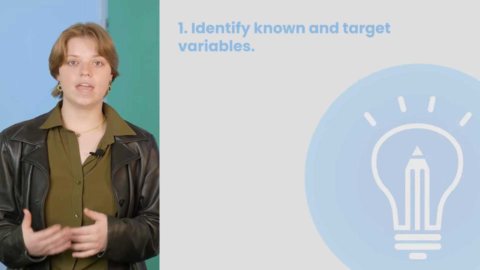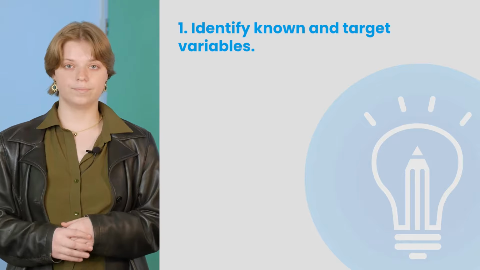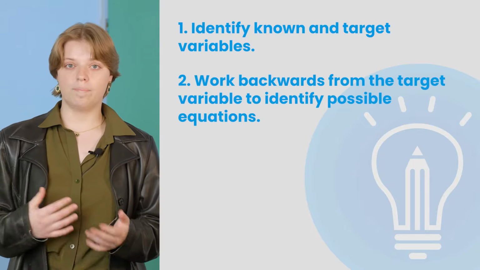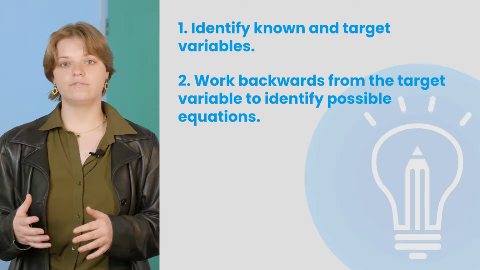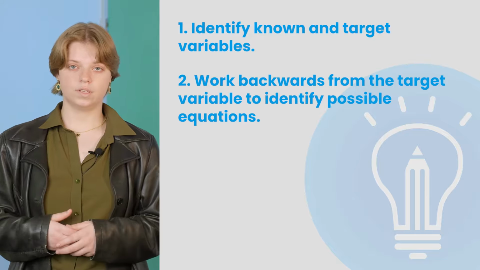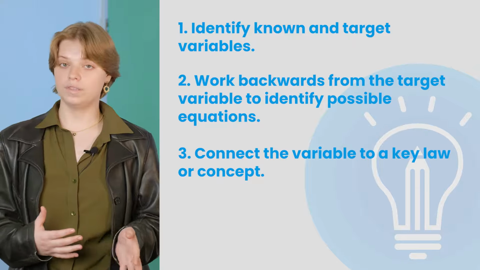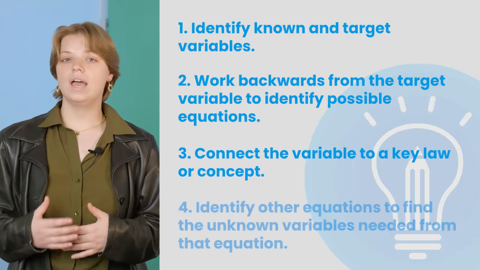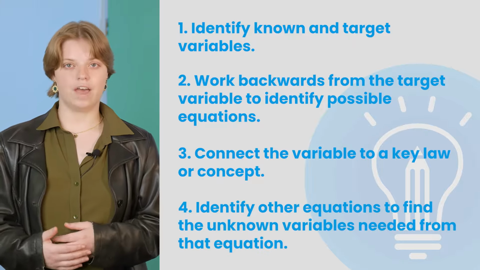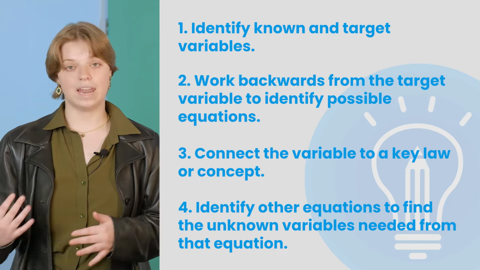When we're presented with a complex question, we want to break it down into smaller parts. To do this, we're again going to follow a stepwise process. Number 1, identifying known and target variables. Number 2, work backwards from the target variable to identify possible equations we can use. Number 3, connecting the variable to a key law or concept. And number 4, identifying other equations to find the unknown variables needed from that last equation.